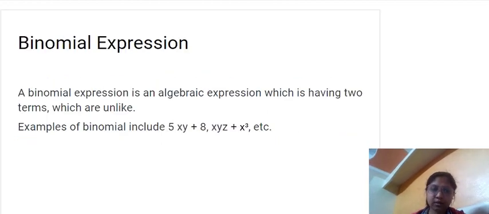Now, in a similar way, what is a binomial expression? A binomial expression is an algebraic expression which is having 2 terms. So, here we have the example 5xy plus 8. It is an expression having 2 terms which are not the same. We can see from the example that 5xy plus 8 is a binomial expression. Why? Because it consists of 2 terms, 5xy and 8. Are these terms the same? No, because 8 is a constant term while 5xy is a term that contains variables.